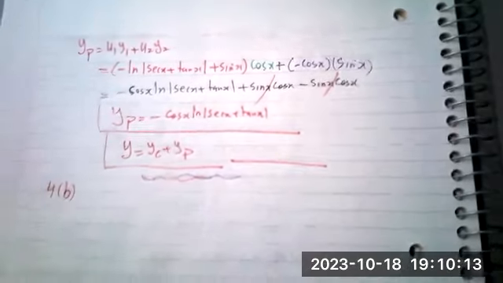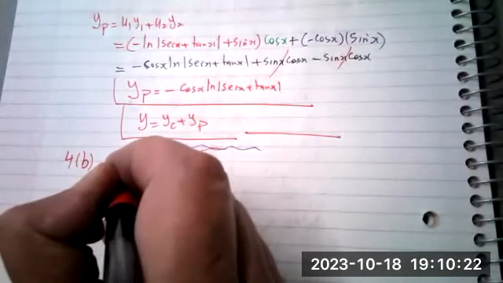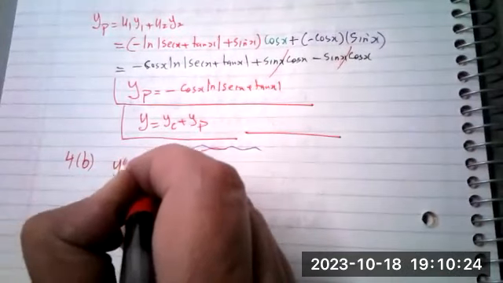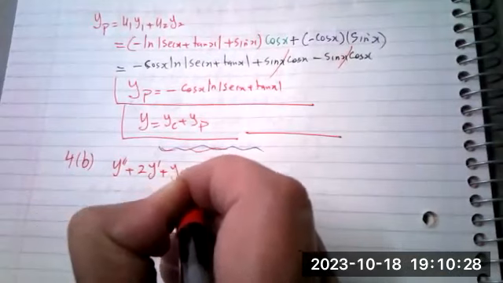So that would be 4B. Same question, you want to solve the equation using the variation of parameter method. So quickly checking that integral part. Okay, plus y equal to.